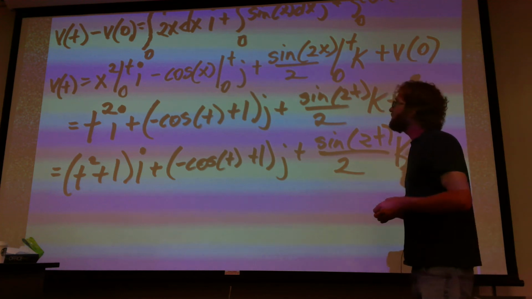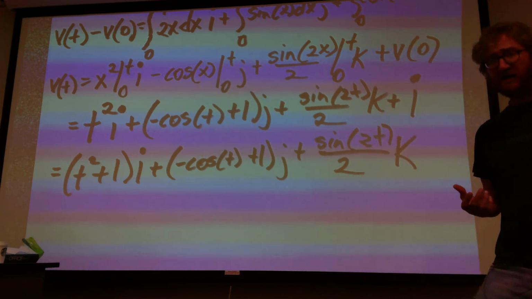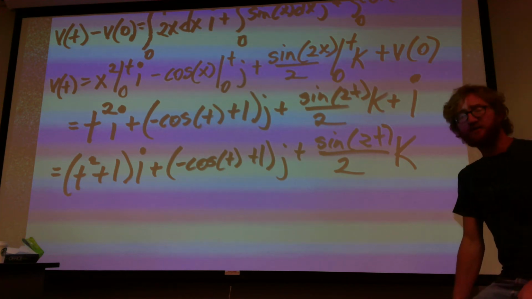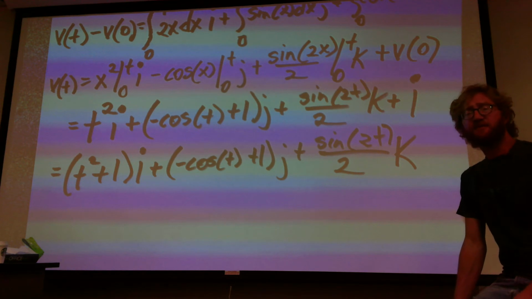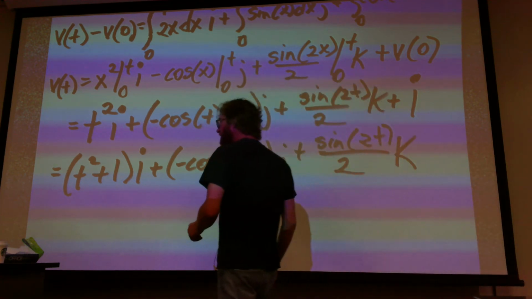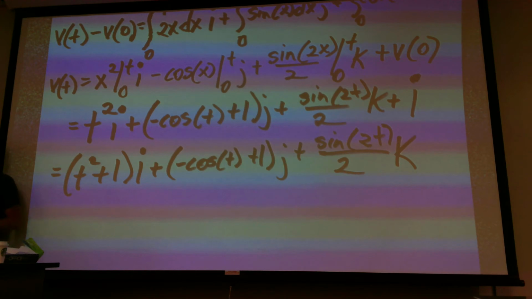Okay. So we have found v of t. Now that we've found velocity as a function of time, we're going to try to figure out the position of this object as a function of time. All right? So we're going to look for r of t. We're going to do the same thing where I'm going to do a change of variables and make all of the t's that are in this one x's.